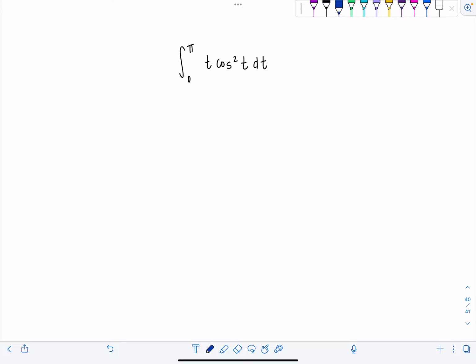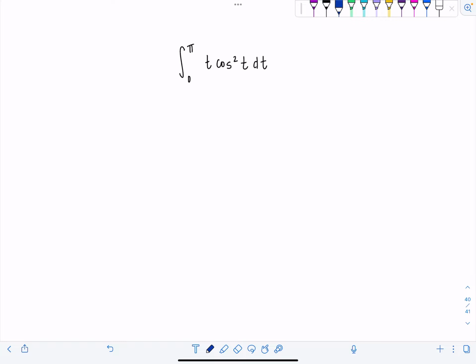I couldn't sleep, so I said, oh well, let's just do an integral and start our day. What better way could there be? So we have a definite integral from 0 to pi, t times cosine squared t dt. Take a second if you need to pause the video.